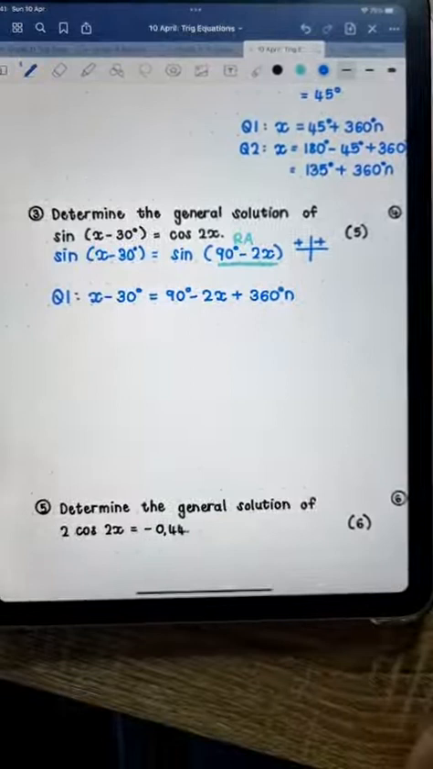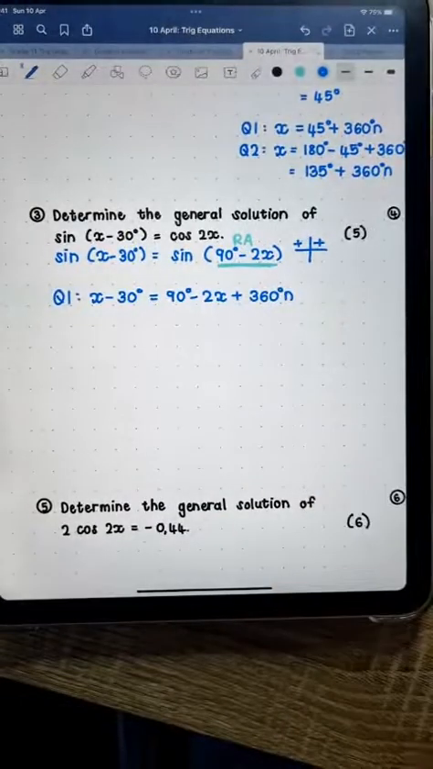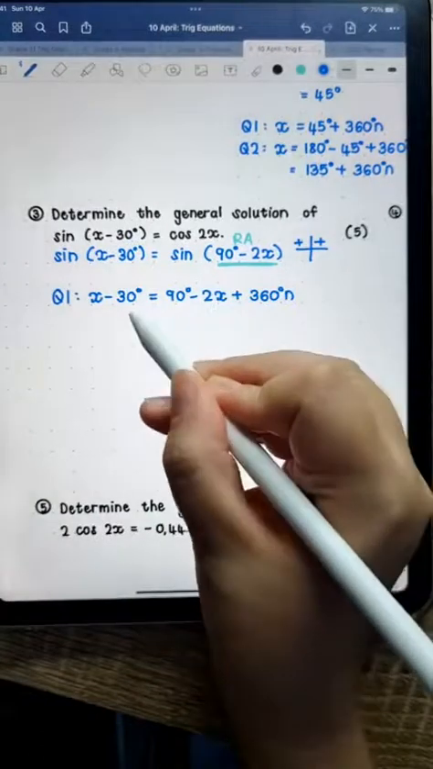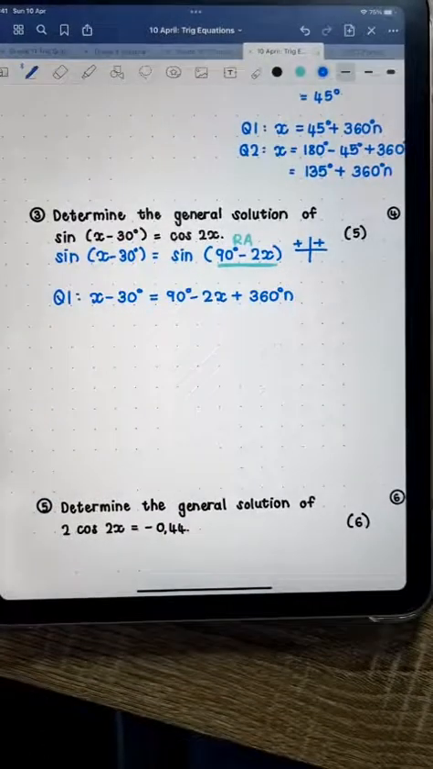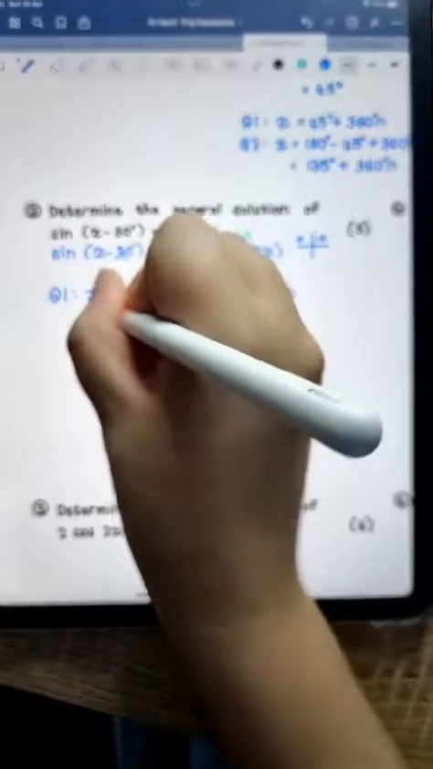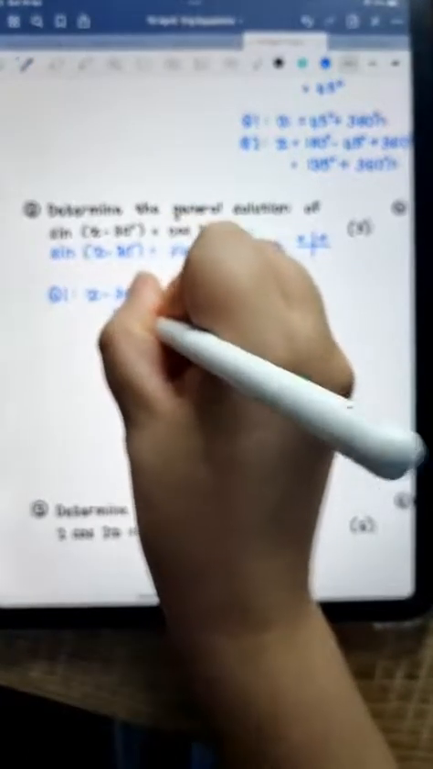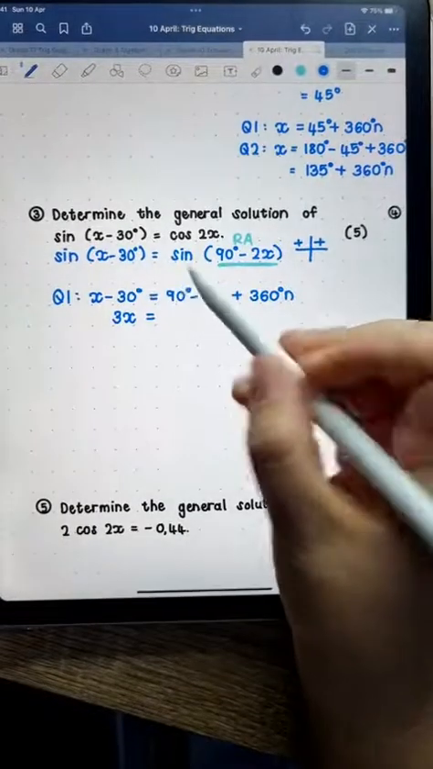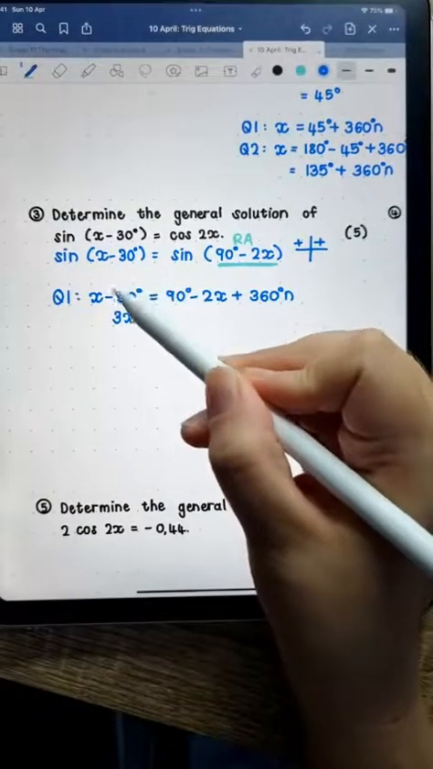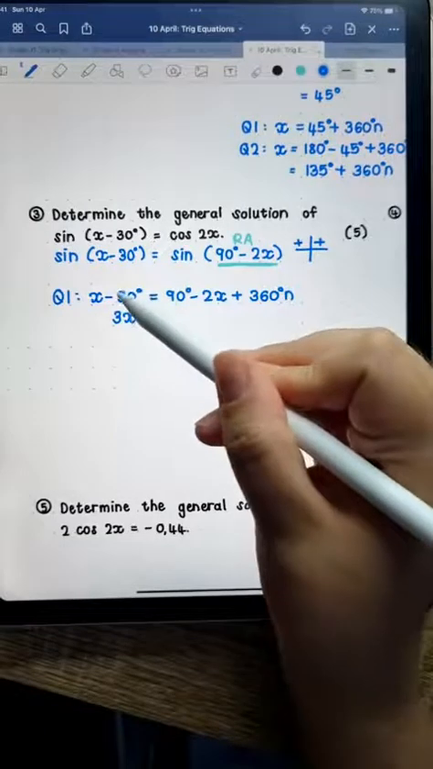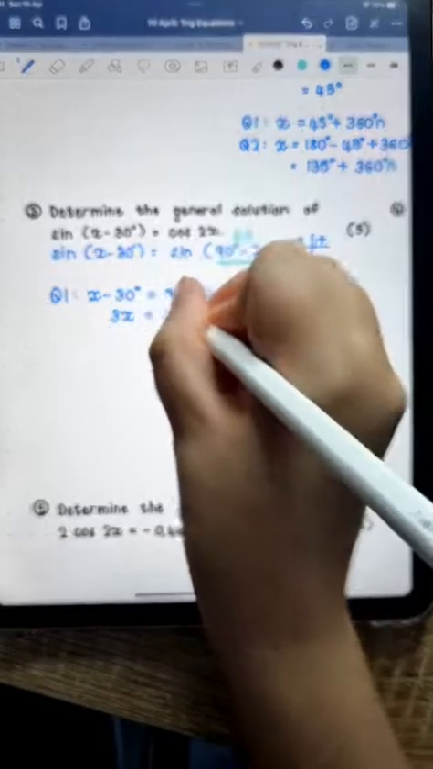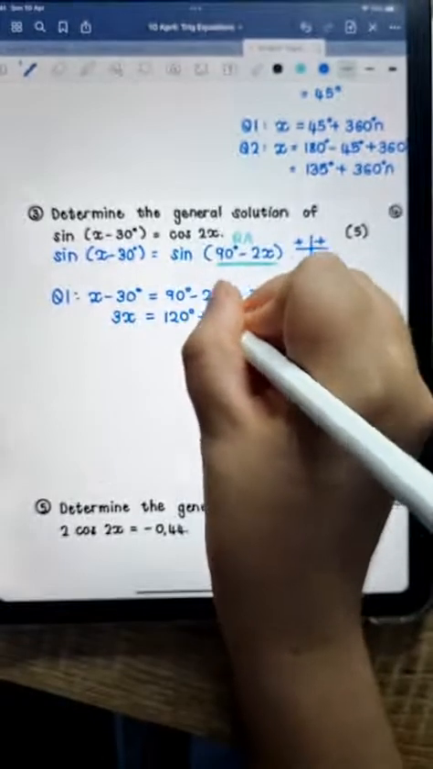Now, guys, we need to solve for x, so we need to get all the x's on the one side. This minus 2x, I need to move over. It's going to become plus 2x. We already have an x here. x plus 2x is 3x. That is equal to 90 degrees here, and this minus 30, I need to move across. It needs to become plus 30. 90 plus 30 is 120 degrees, and that is plus 360n.